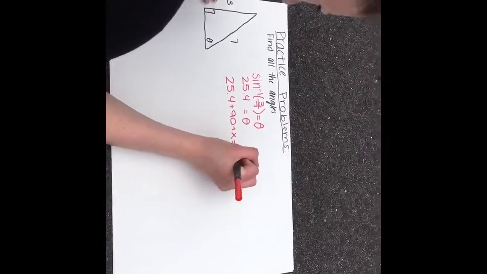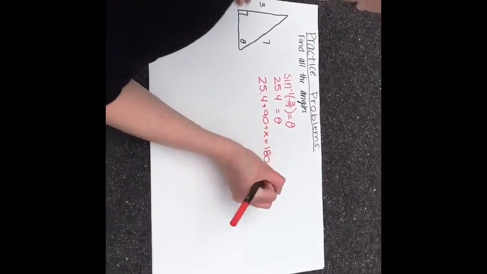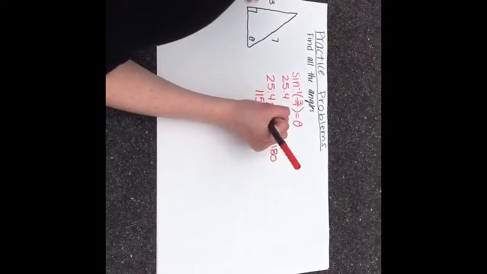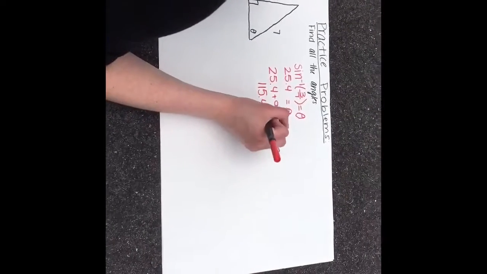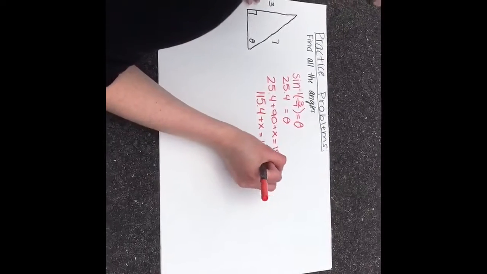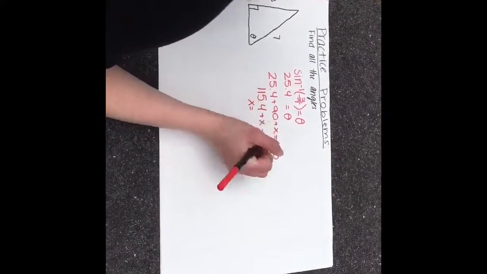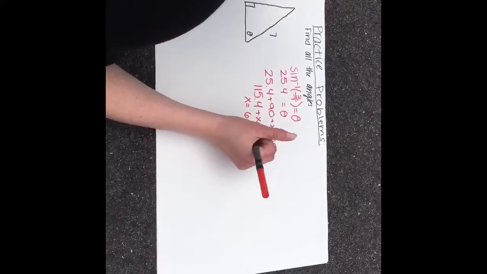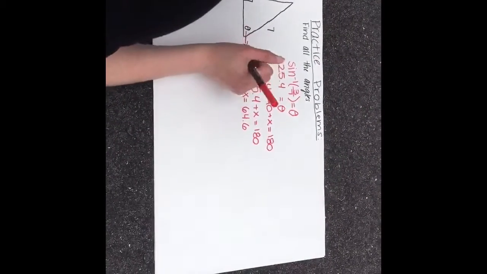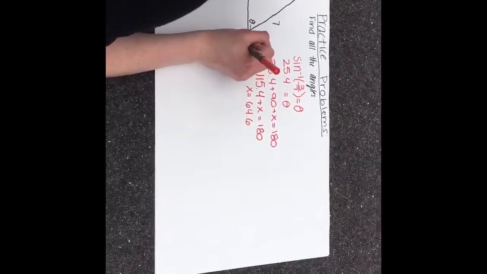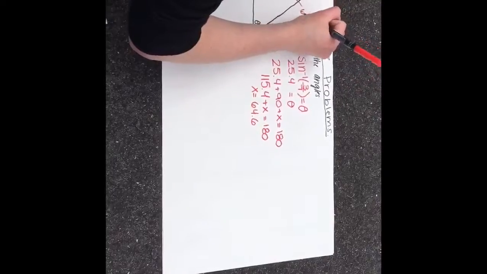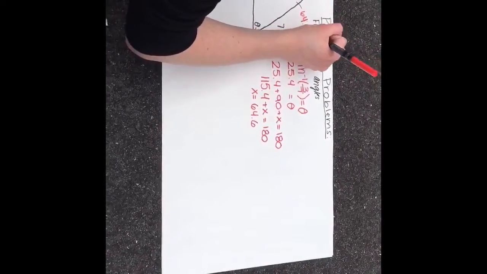And in order to find the other angle, you add 90 and the angle you just solved for, set it equal to 180. Add the two angles you know together, and subtract it from 180 to find the missing angle. And that is all for this problem.